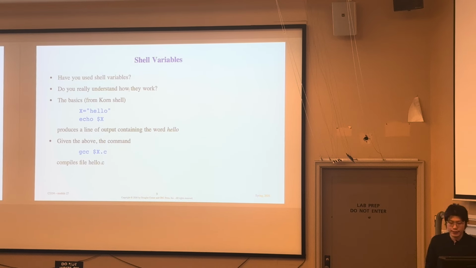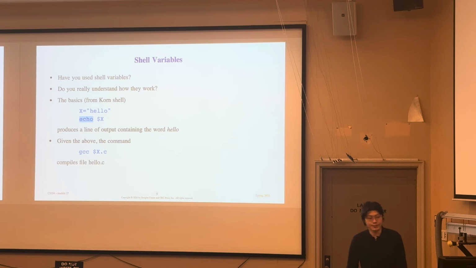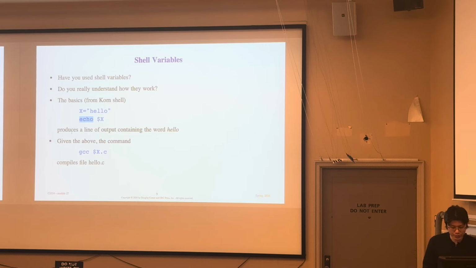Shell variables. I'm not sure how many people have used shell variables. So this is the basic. To define a variable, you give it a variable name and use an assignment to give it a value on the right side. And when you use echo, you can use this $ sign to indicate that this is a variable. You're referencing a variable, and echo will print out the value of this variable. And it produces a line of output containing the word hello.